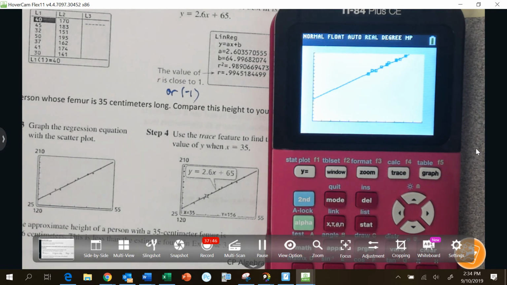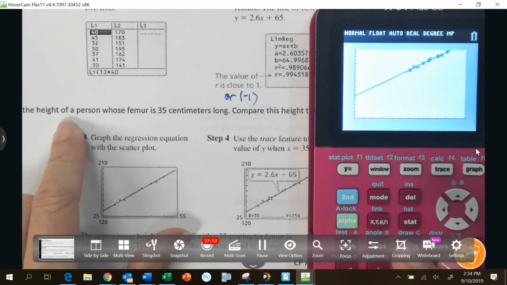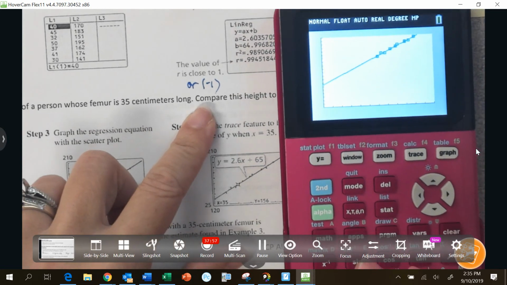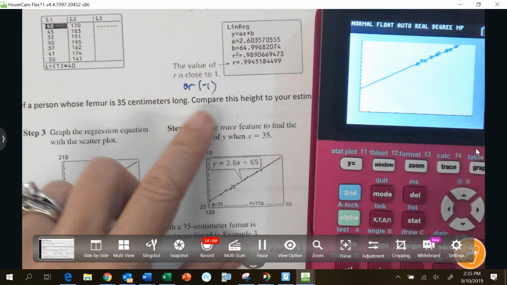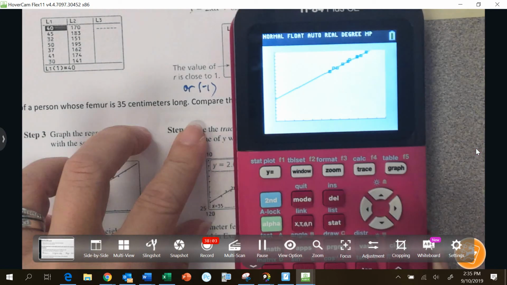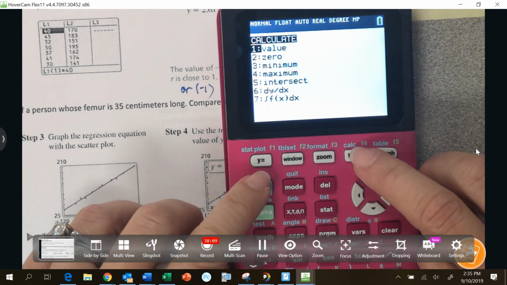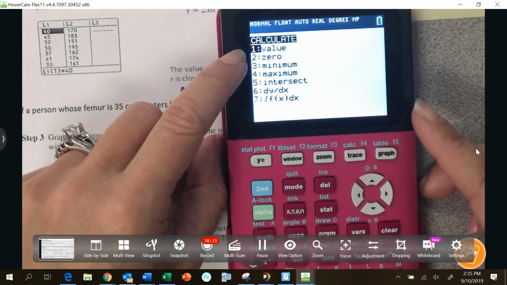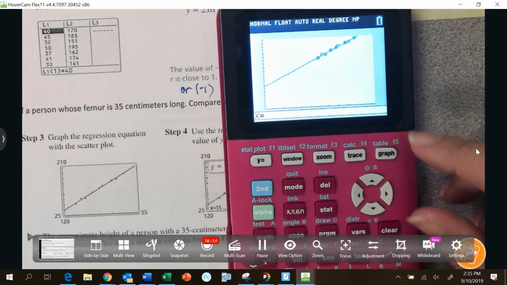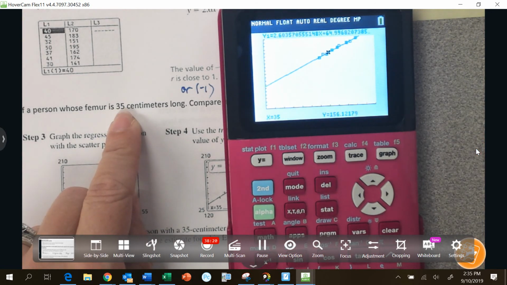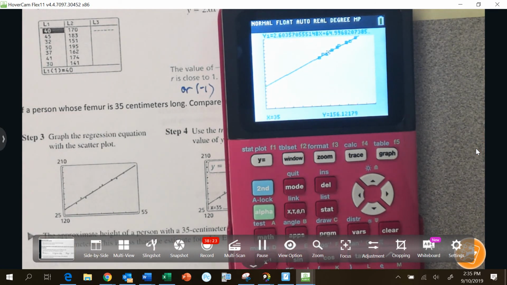I have one more thing that has to be recorded, and that is this part right here. It says estimate the height of a person whose femur is 35 centimeters long. You could use the equation and plug it in, but I'm going to show you another way. If you do second trace, which is calculate, and you choose the first one, value, it says what do you want x to equal? And you say, I want x to equal 35. And it tells you the answer: 156.1. 156 would be the height of the person.